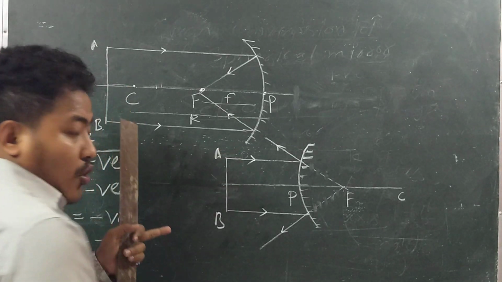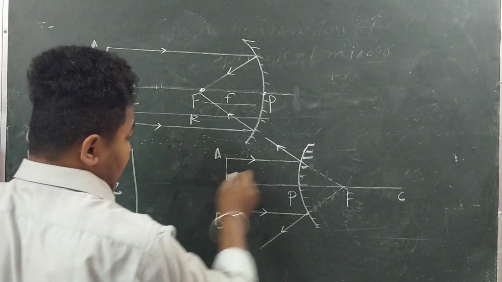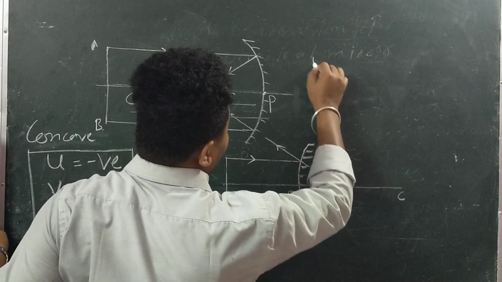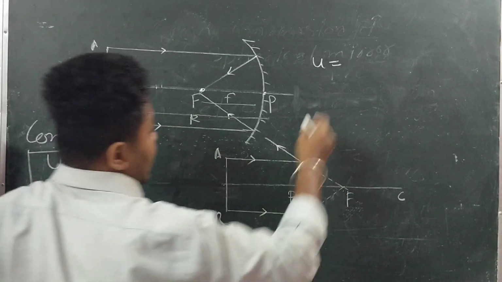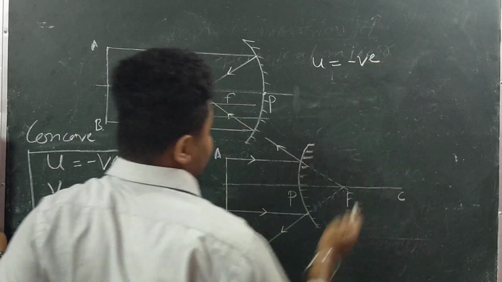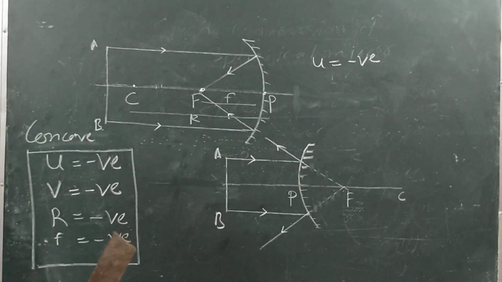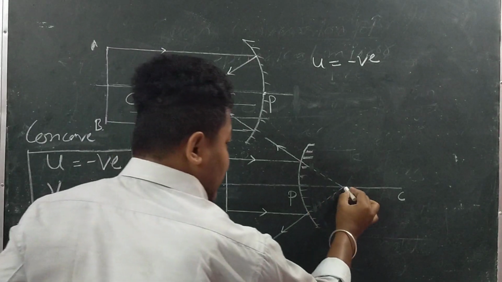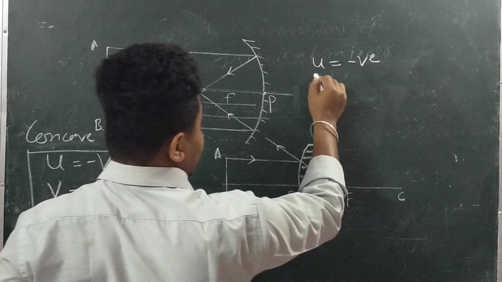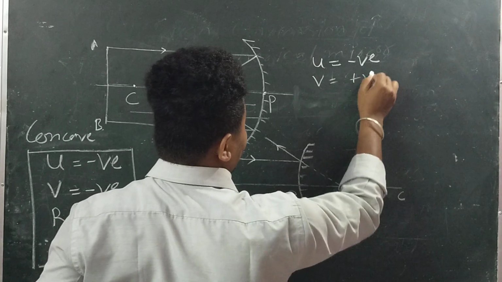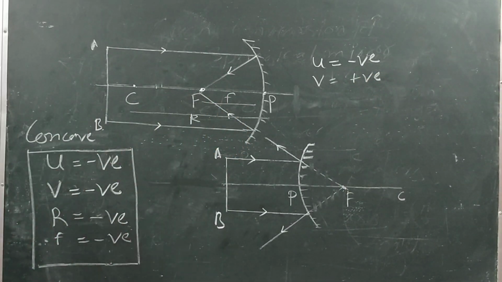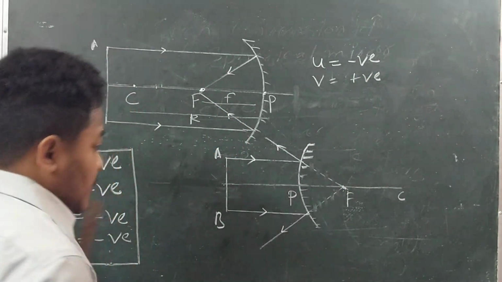So this is your object distance. Object is on which side? Object is on the left side, so object distance will be negative. Why? Because it is on the left side. Where the image is forming, this is the image. So image distance will be positive. Okay? Image distance will be positive.